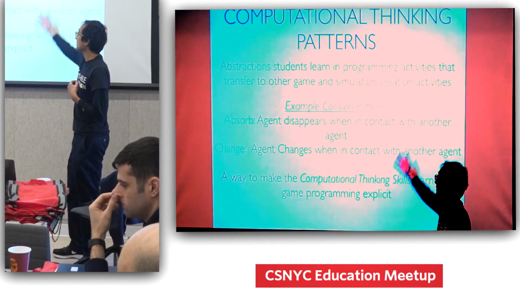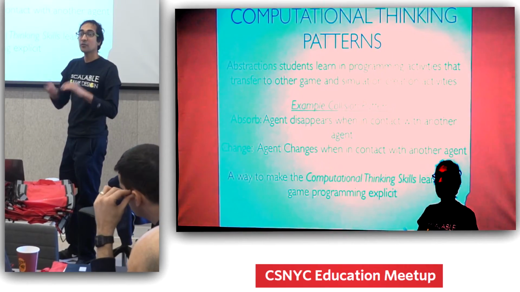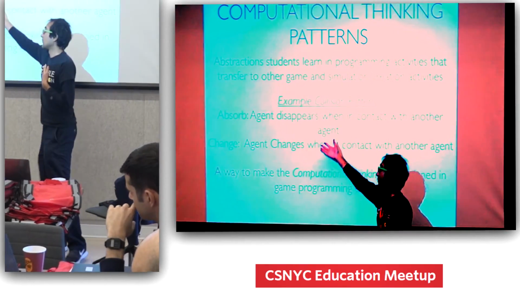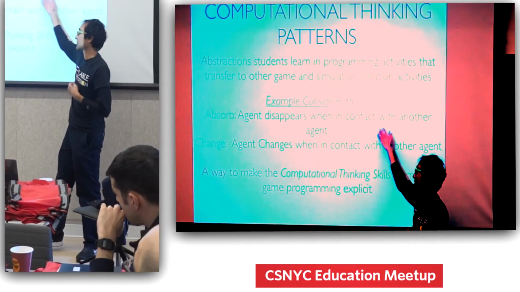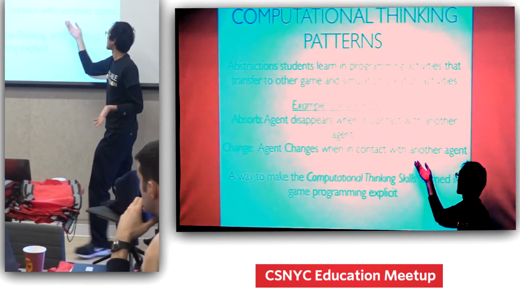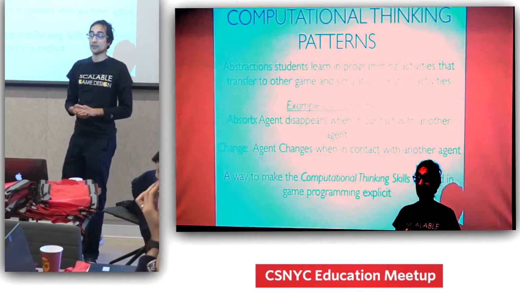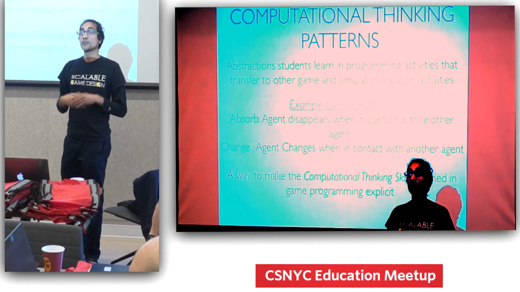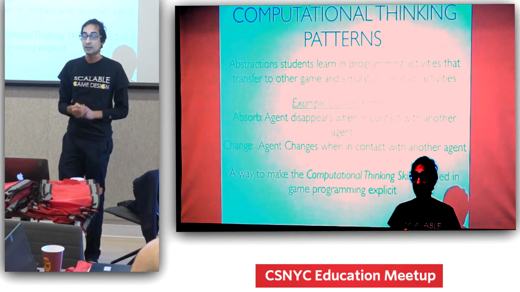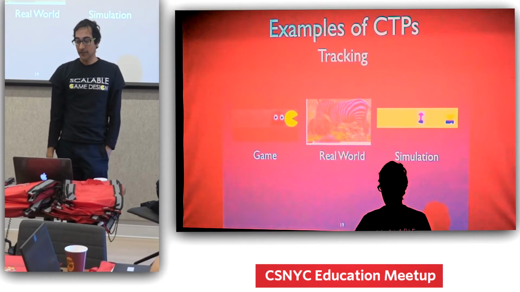You might think of collision patterns, for example. We programmed a collision pattern just then, when two agents come together and something occurs. In this case, it was an absorb: an agent disappears when in contact with another agent. We could also program a change, where an agent changes when in contact with another agent. They're a way to make computational thinking skills explicit, and also a way you can assess students' games, especially open-ended games, to see what computational thinking patterns existed in them.